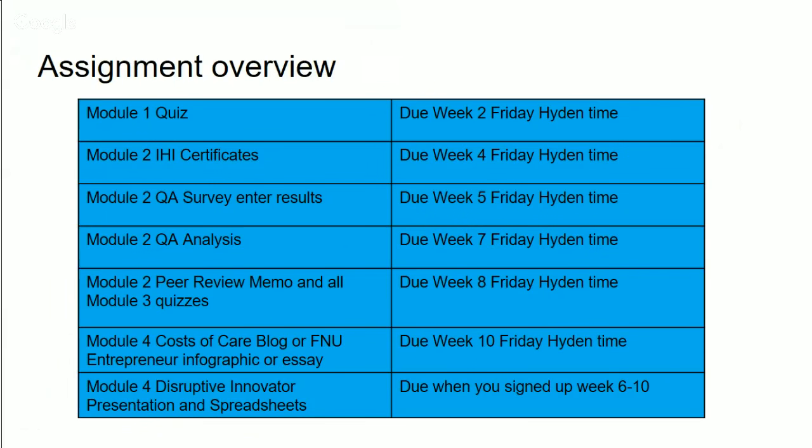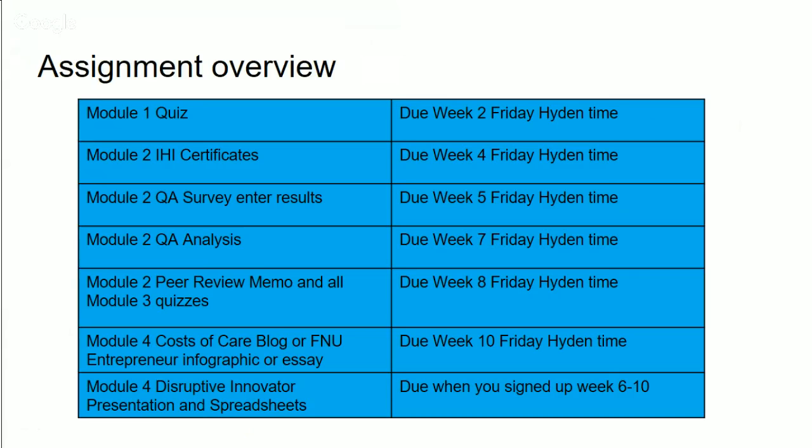This slide will help us to go through the assignments for the course, and we'll spend the next little bit on this. So Module 1, again, is a quiz related to core competencies that we need you to have, and also exploring the concept of innovation. Module 2, the next assignment is the IHI certificates, very self-explanatory within the module, and we will direct you to that site where you can print out your certificates.